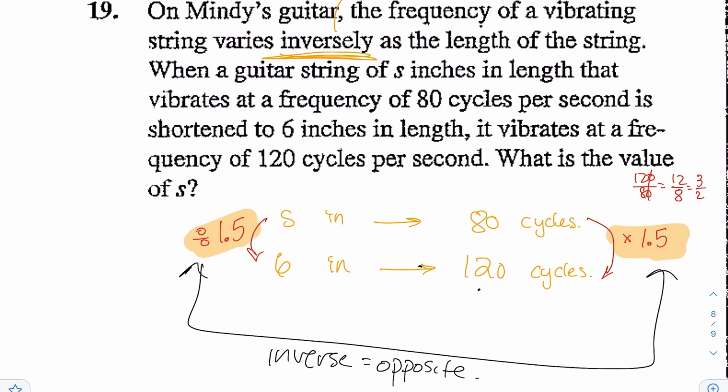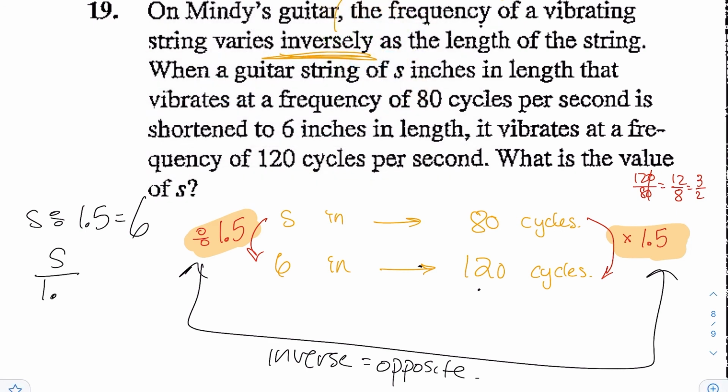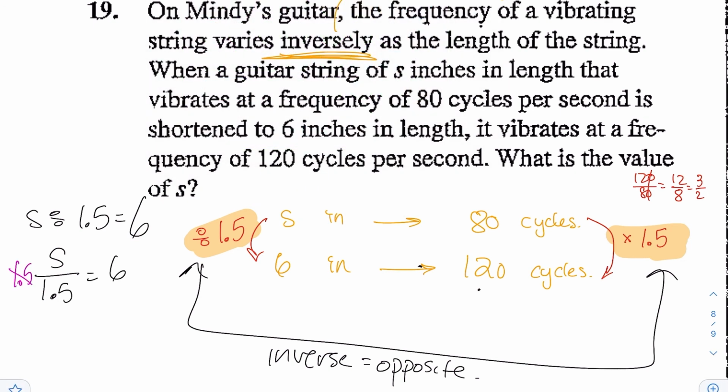So S divided by 1.5 is equal to 6. You can also write this as S over 1.5 is equal to 6. That means you'll have to multiply by 1.5 on both sides. And 6 times 1.5 will be equal to 9. So S will be equal to 9 inches. So if you shorten the length from 9 inches to 6, the cycles actually increase from 80 to 120.